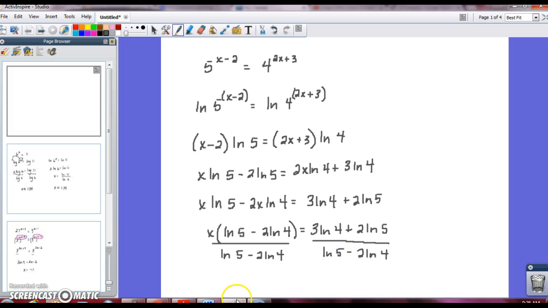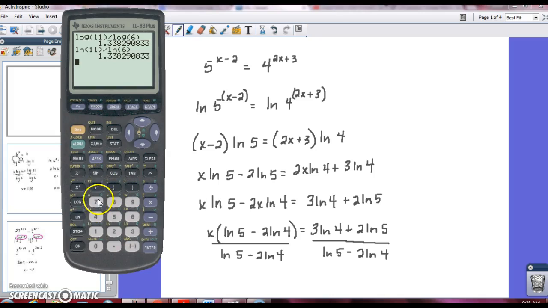And again, when you do this in your calculator, make sure that you use parentheses. So I need to put parentheses around my entire numerator. So I have 3 ln of 4. Then I need to close my parentheses around the 4, so that the calculator follows order of operations. 2 ln 5. I have to close that parenthesis around the 5, then I have to close the parenthesis around the entire numerator. Okay, then divided by parentheses. ln of 5, close my parentheses, minus 2 ln of 4, close the parentheses around the 4, and then close the parentheses around the denominator.